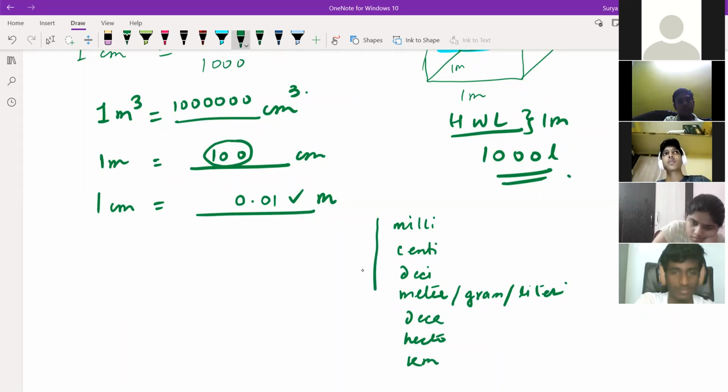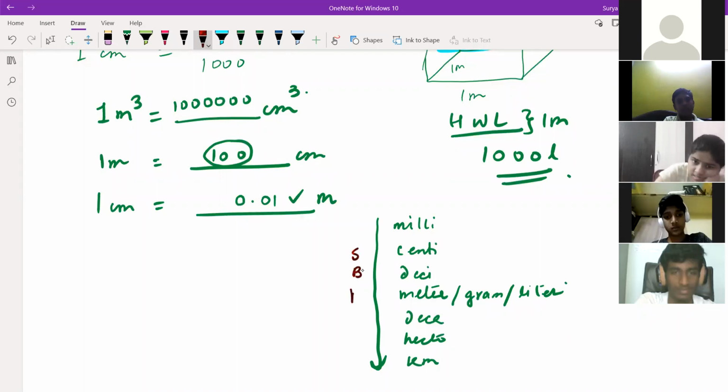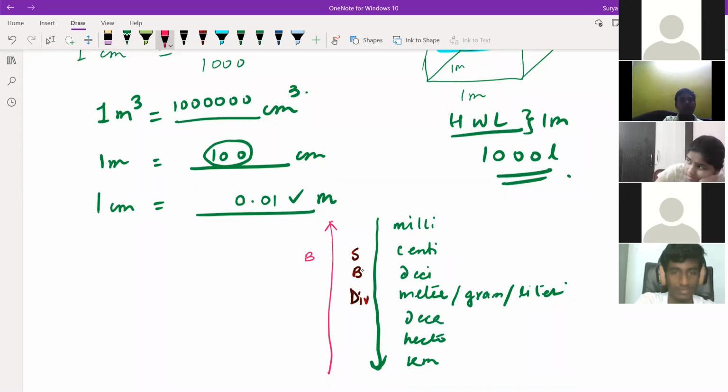So if you are coming top to bottom, it means small to big. Small to big, you should do division. If you are going down to top, that is big to small, multiplication you should do.